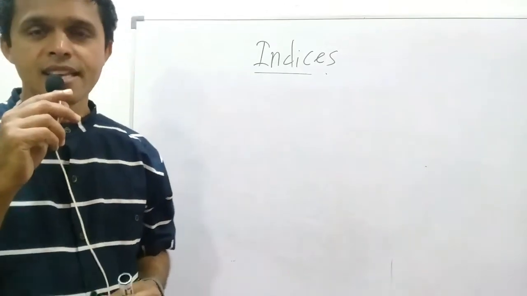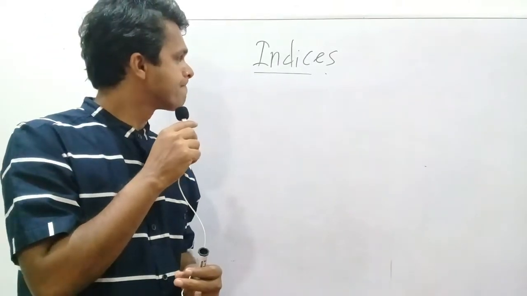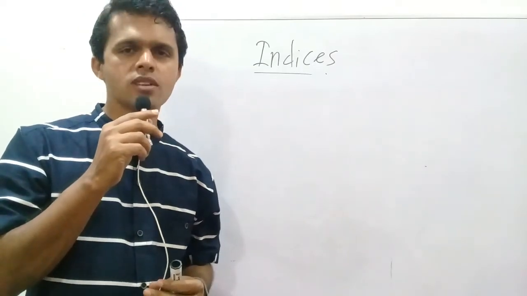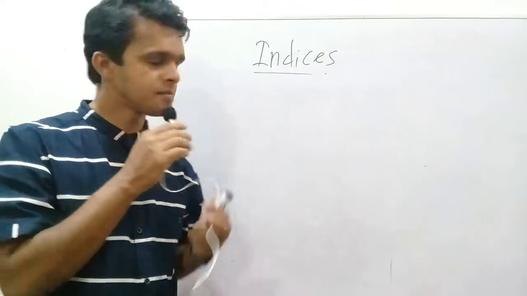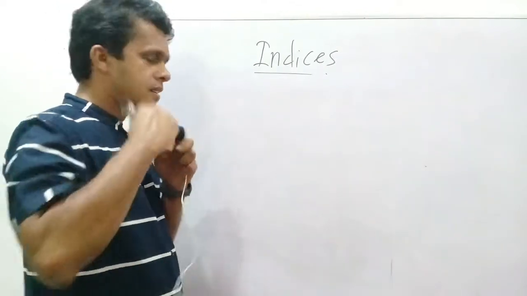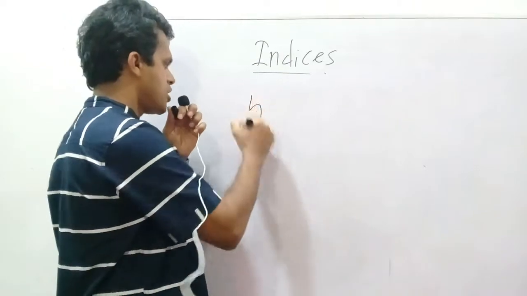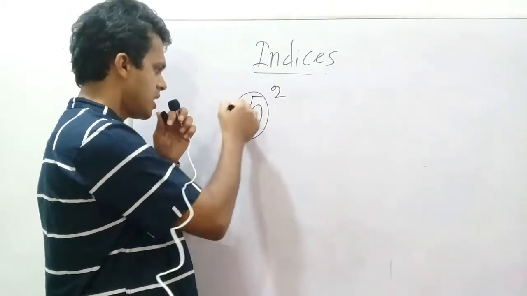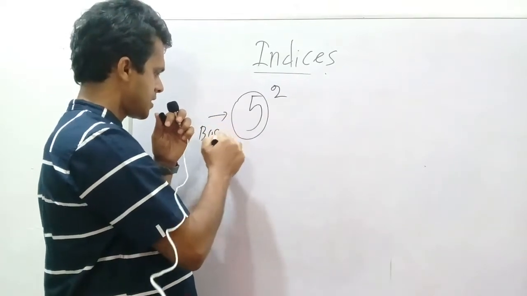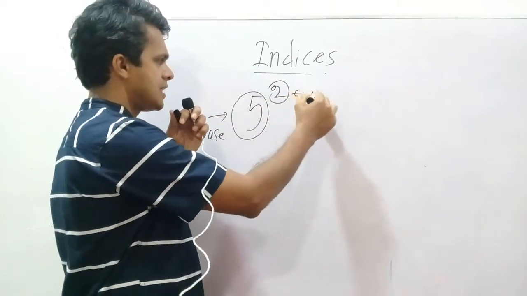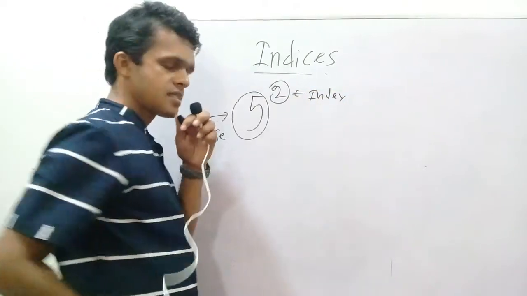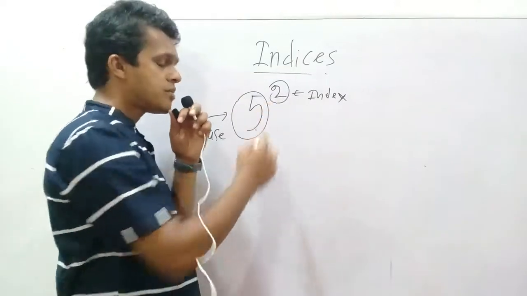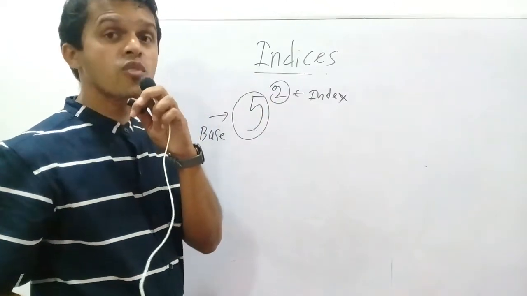Indices. I think you have learnt, yes, you have learnt about indices. What is this one? 5 to the power 2. This is said to be 5 to the power 2. This is the base. You know that. What is this one? This is the index. This is said to be 5 to the power 2 or 5 squared.